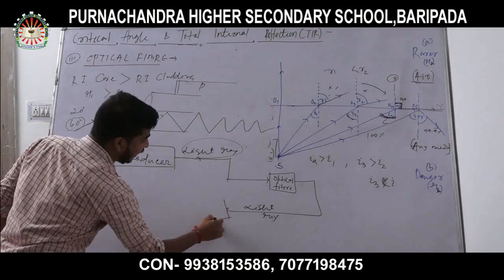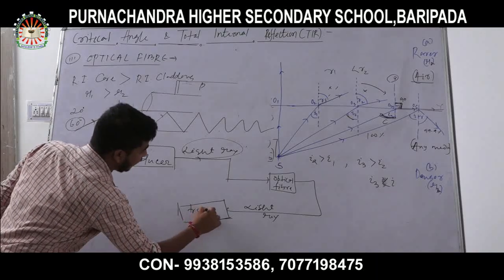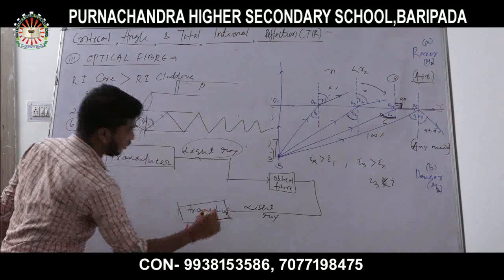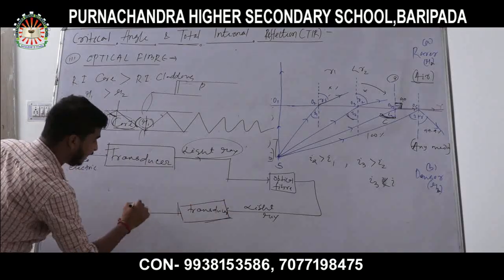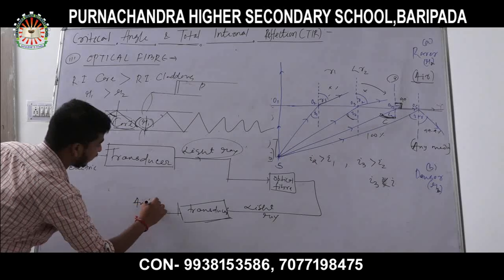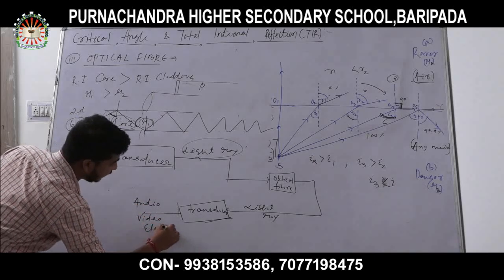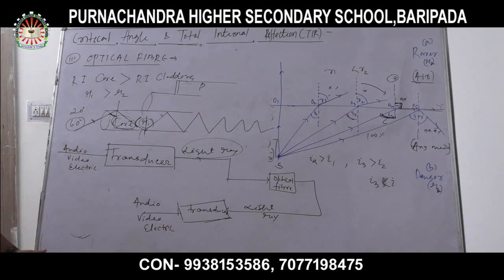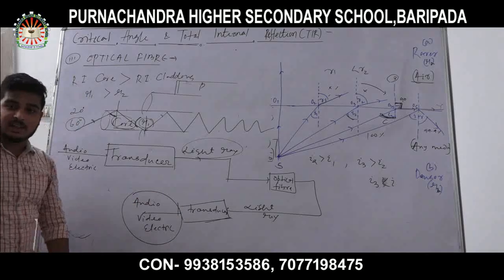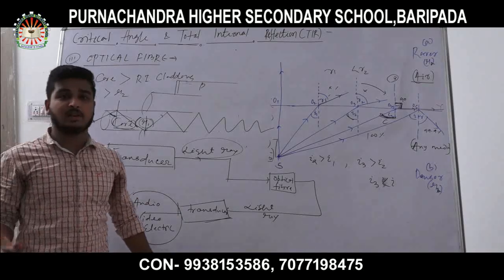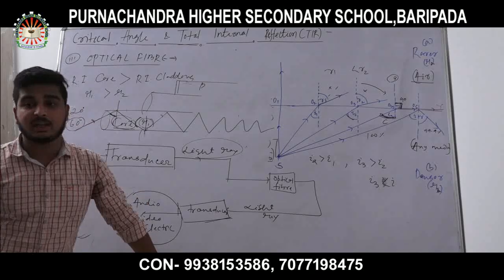So here I put again a transducer. This transducer will translate the light ray into our audio, video or electric signal. So in our house I get audio, video and electric signal, and I can use 100 Mbps internet. So this is the principle of optical fiber.